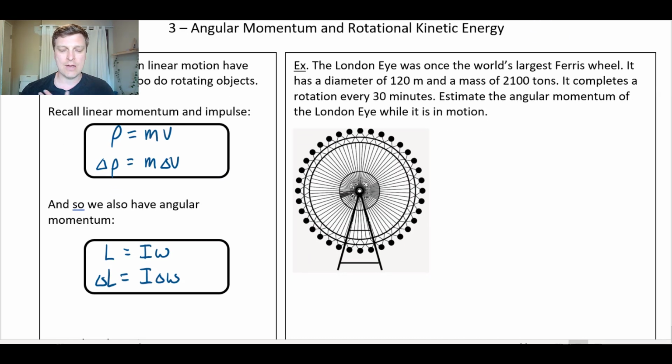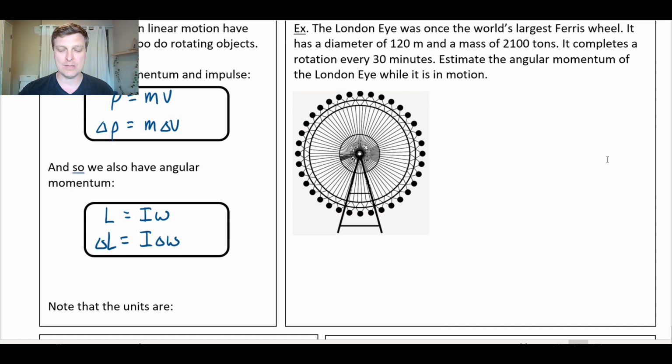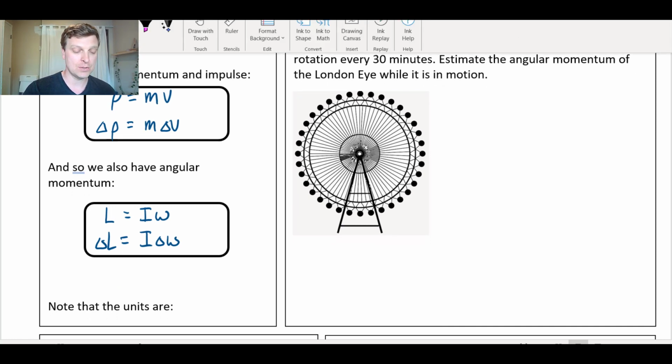Okay, so we'll look at an example here. The London Eye was once the world's largest Ferris wheel, a big spinning wheel with a diameter of 120 meters and a mass of 2,100 tons. I mean, it still exists, it's just not the biggest anymore. It completes a rotation every 30 minutes. So estimate the angular momentum of the London Eye while it's in motion, while it's going at full speed.